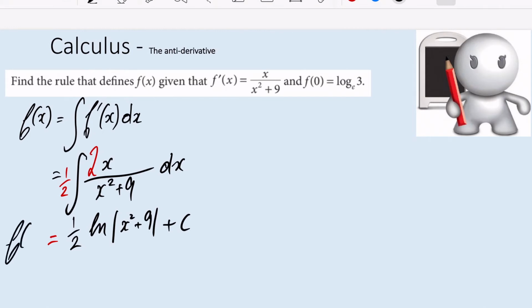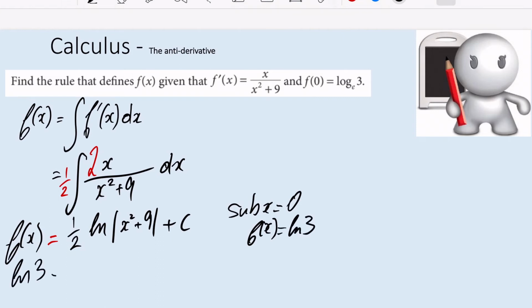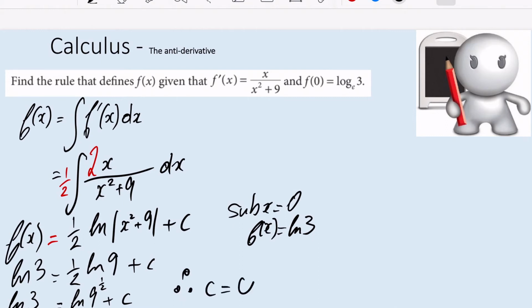So that's f of x. And now what I'm going to do is substitute x is equal to 0 and f of x equals a log of 3. So the log of 3 equals half the log of, well, 0 plus 9 is just 9, plus c. Okay, using my log laws, I'm going to restate this as log of 9 to the power of a half, which is the square root of 9, which is the log of 3. Now taking the log of 3 away from both sides, therefore c is equal to 0.